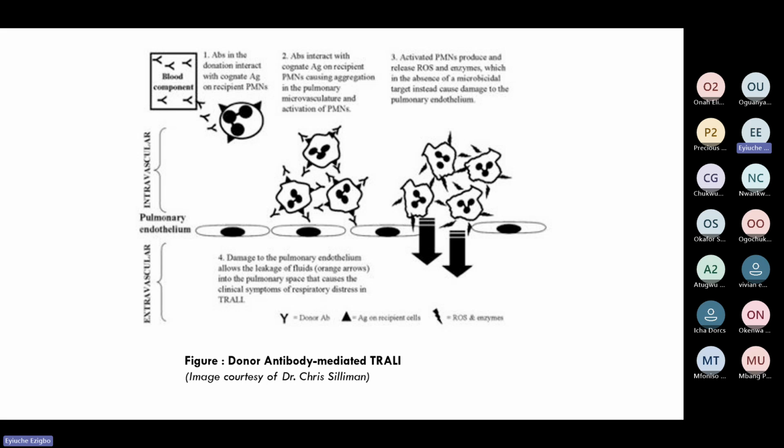So here the activated white cells produce and release reactive oxygen radicals and enzymes, which, in the absence of a microorganism target, instead cause damage to the pulmonary endothelium. So in the absence of any microorganism to fight, they attack the pulmonary endothelium. You can see it here. Damage to the pulmonary endothelium allows the leakage of fluid. You can see this arrow, the leakage of fluid into the pulmonary space that causes the clinical symptom of respiratory distress in TRALI. So this is the mechanism of the pathophysiology for TRALI, transfusion associated acute lung injury.